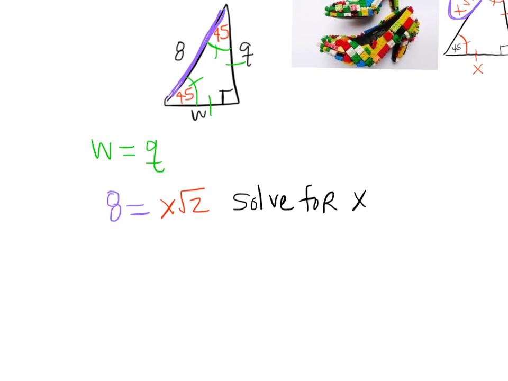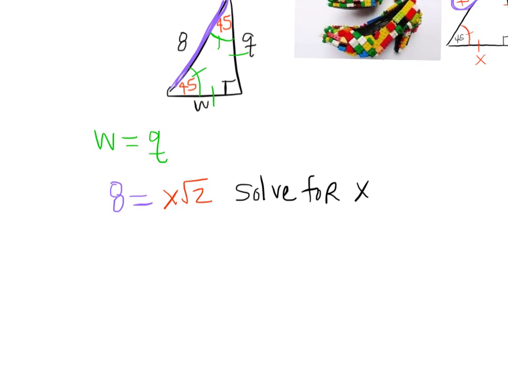I'm going to move this up just a little. If I'm going to solve for x, I need to isolate x. So they're multiplying by the square root of 2. So what I'll do is divide by the square root of 2 on both sides. I get x equals 8 over the square root of 2. Unfortunately, I'm not allowed to have a square root in the denominator. So I need to do what's called rationalizing the denominator.